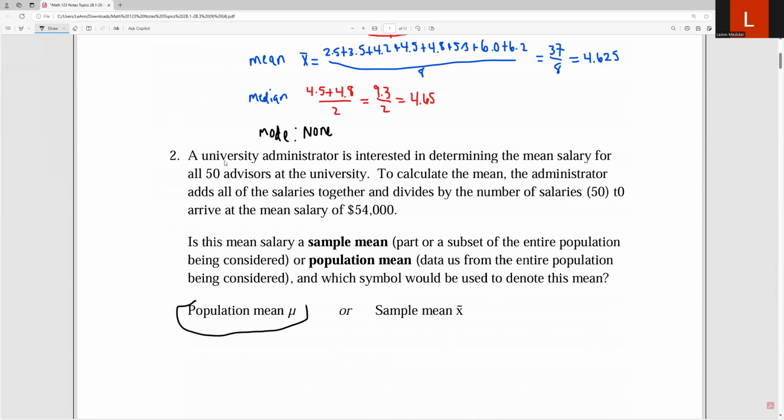Now, if the wording had said something like, to calculate the mean, they picked 10 of the advisors and then averaged their salaries, that would have been a sample mean, because they would have taken a smaller subset of the big group. Okay, and that's it for 2B1.